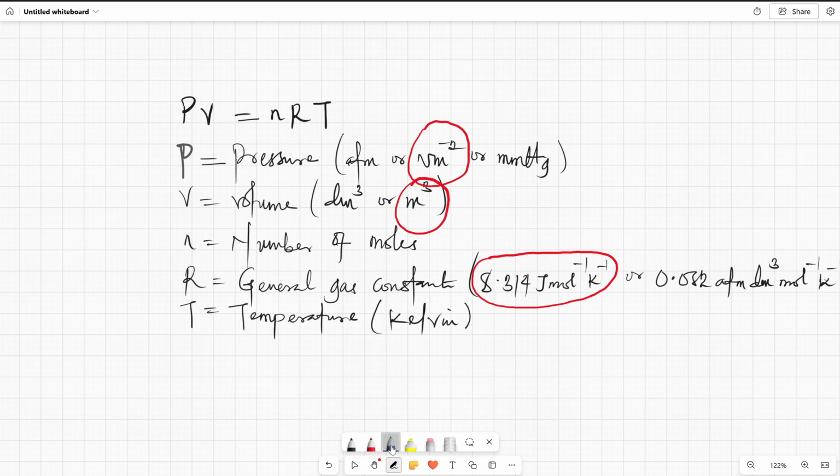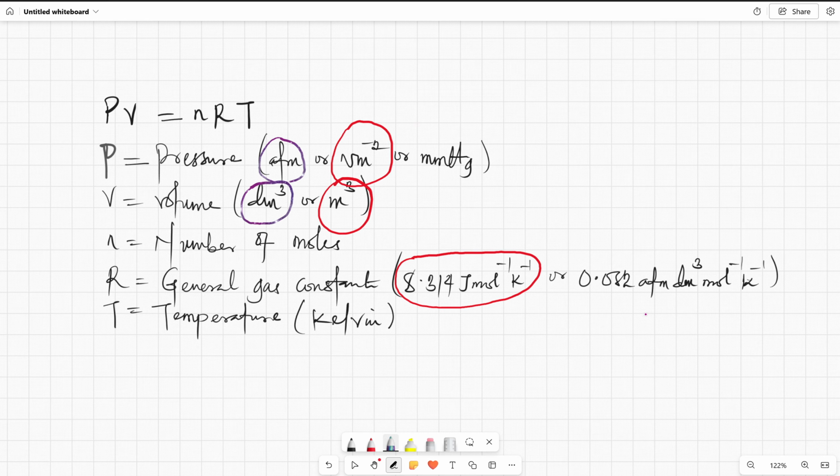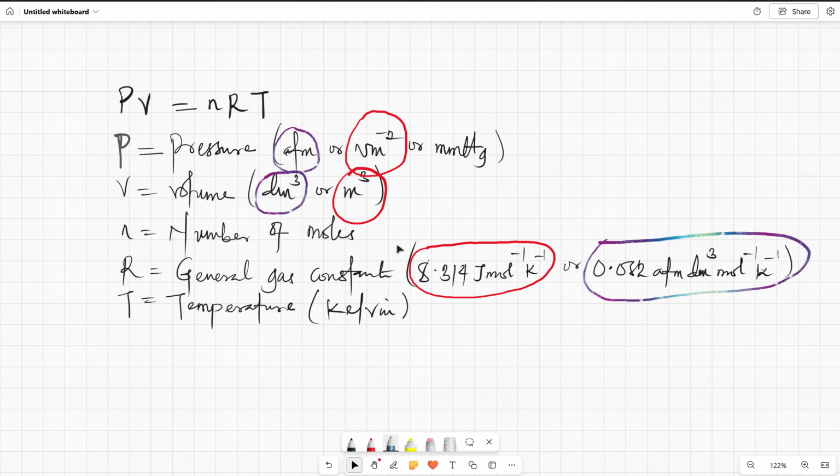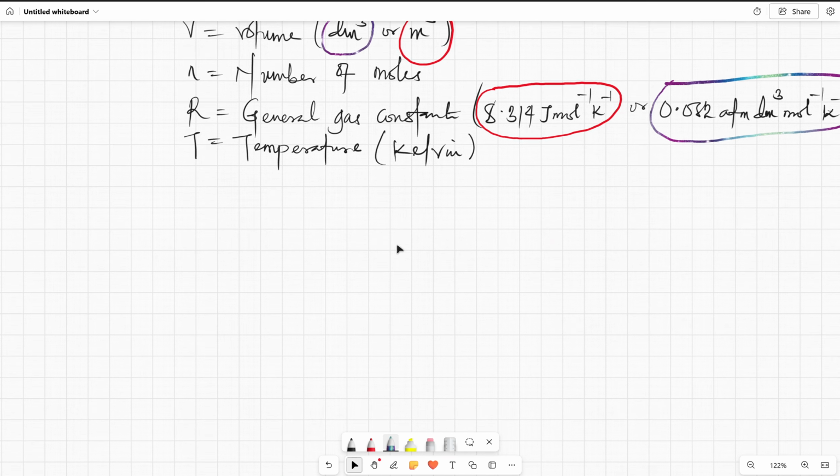Also, if your pressure is in atmosphere, atm, your volume also needs to be in dm cube, so that the R you apply will be 0.082 atm dm cube per mole per Kelvin. Please note that those in the same colors work together.